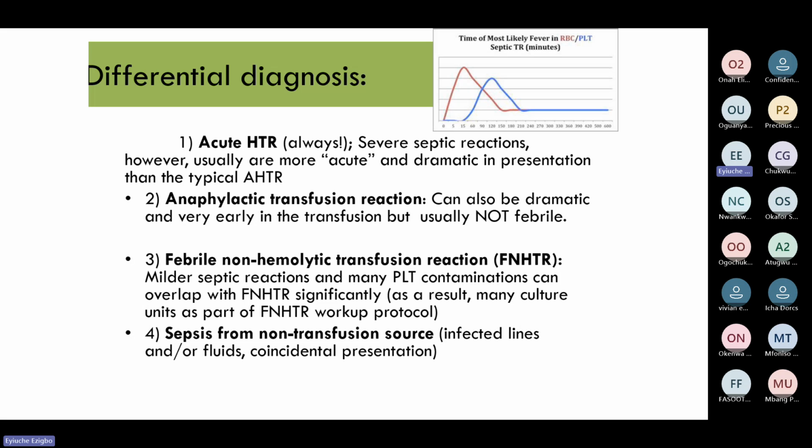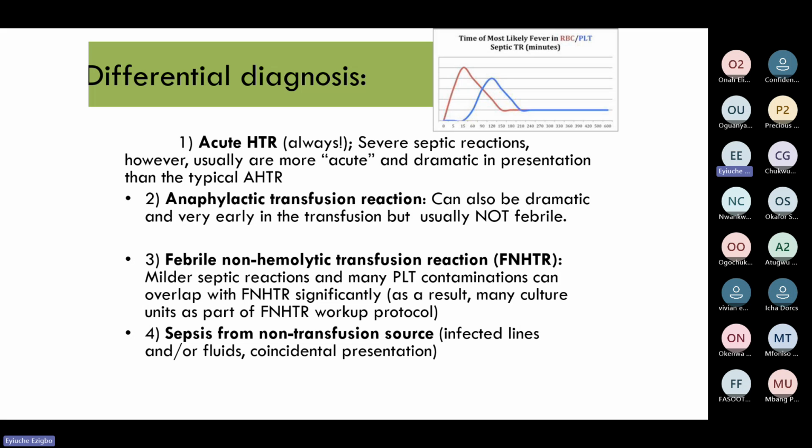As you read along on the diagnosis of febrile non-hemolytic transfusion reaction, in real practice we really have to differentiate acute hemolytic transfusion reaction and anaphylactic transfusion reactions. Those reactions we still look at one by one. Then from febrile non-hemolytic transfusion reaction, sepsis from a non-transfusion source. So we really need to differentiate the fever from each one of these. Acute hemolytic transfusion reactions are always severe, and severe septic reactions, however, are usually more acute and dramatic in presentation, just like we said earlier during the first lecture. The onset is very, very dramatic for acute hemolytic transfusion because of the cause, which may be ABO incompatibility. So we're going to see other transfusion reactions.